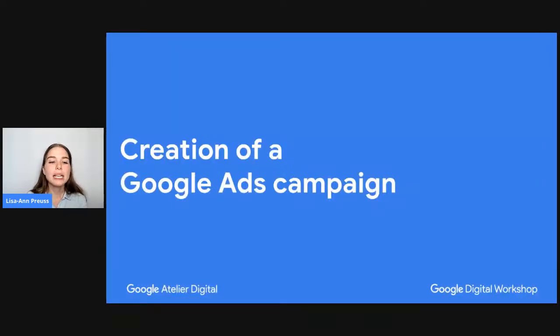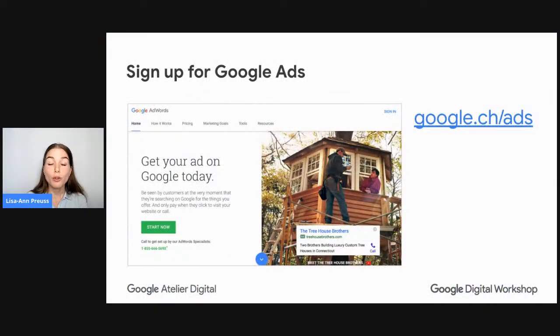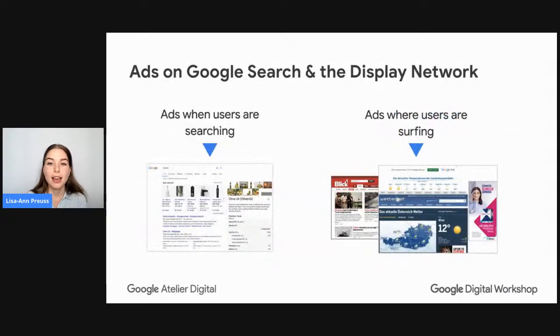So what do we need to keep in mind when creating a Google Ads campaign? For those that don't yet have an account, you can easily set one up by visiting google.ch or google.at or google.com/ads. And there, the first thing you need to think about when setting up a campaign, as mentioned earlier, is, do you want it to show in the Google Search Network or on the Google Display Network?